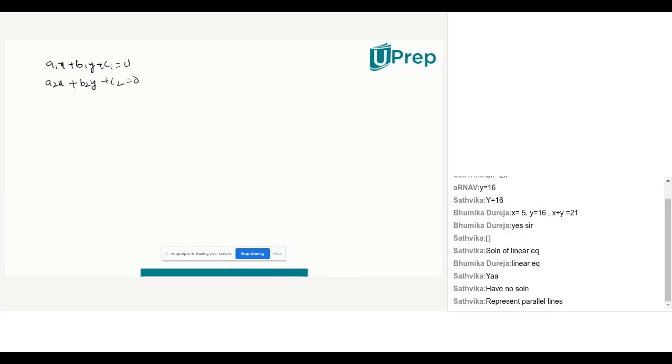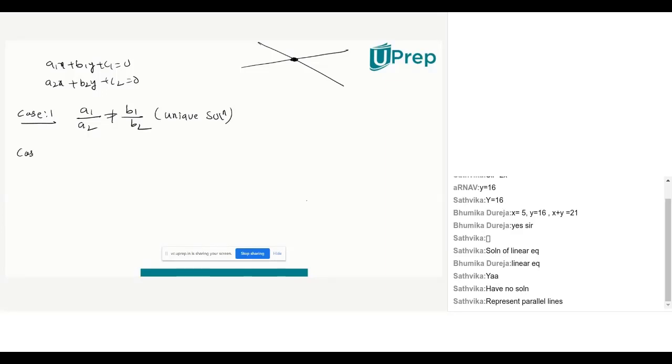Remember, you have been given two lines, a1x plus b1y plus c1, a2x plus b2y plus c2. The first case, if you remember, what is that? a1 by a2 is not equal to b1 by b2. That means they represent two different lines, and two different lines meet at a point, so they will have a unique solution.